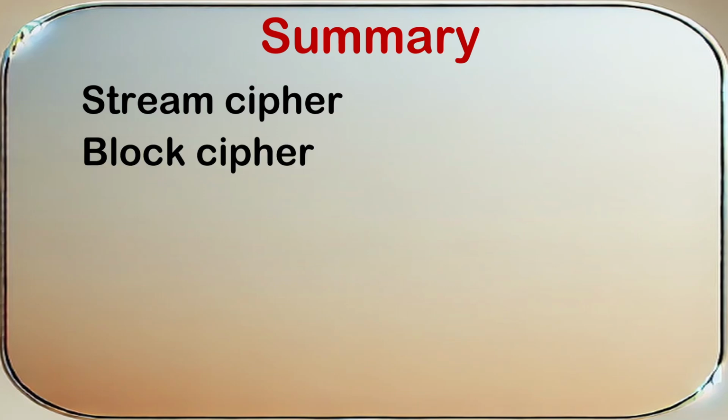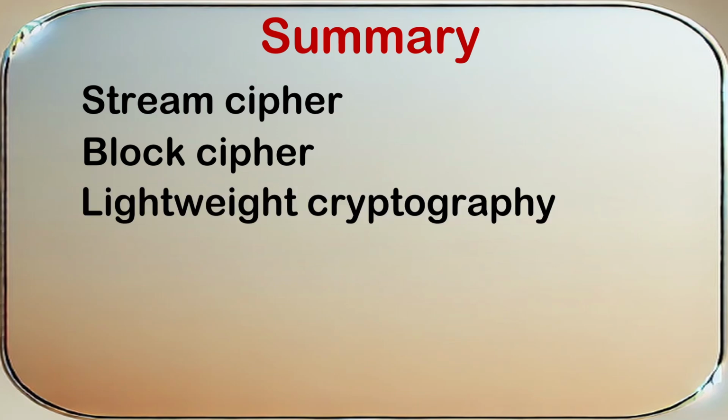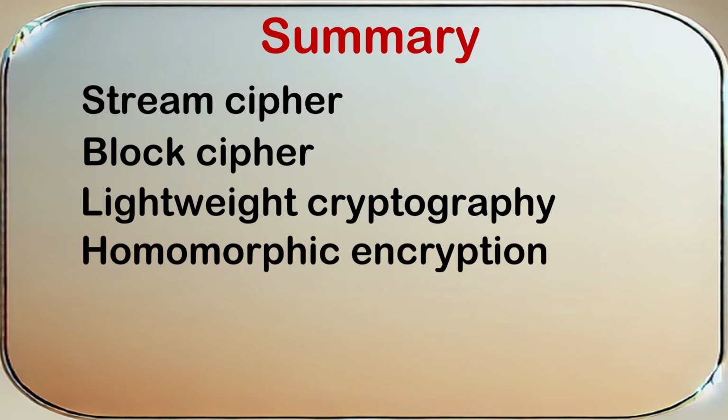That's it for this lesson. In this lesson, we looked at the different ciphers used in cryptography. We first examined the stream cipher, which encrypts data 1 bit at a time. Then we looked at how block ciphers work and the different operation modes. Finally, we looked at 2 newer forms of cryptography. Lightweight cryptography is being designed for IoT devices, and homomorphic encryption allows data to be used without having to decrypt it.